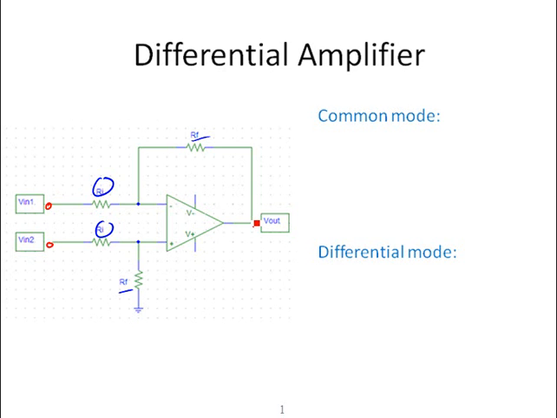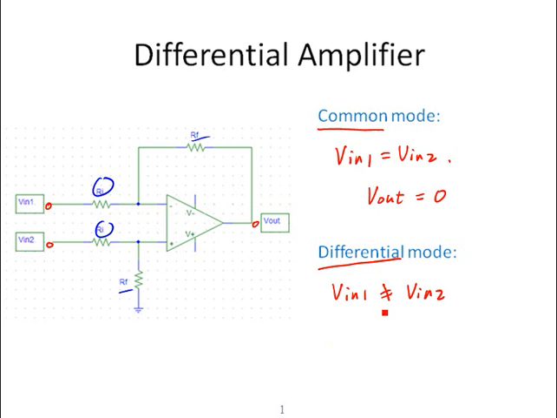A differential amplifier may be working at two different modes, a common mode or a differential mode. In the case of a common mode, the two input signals are equal, and ideally, the output signal is zero. For the differential mode, the two input signals are not the same, and the output signal is related to the difference of the two input signals by a ratio of the feedback resistance over the input resistance, which is Rf over Ri.